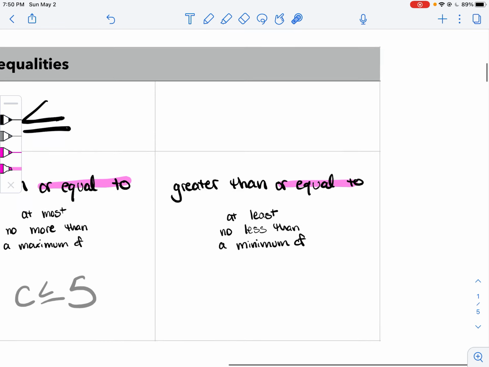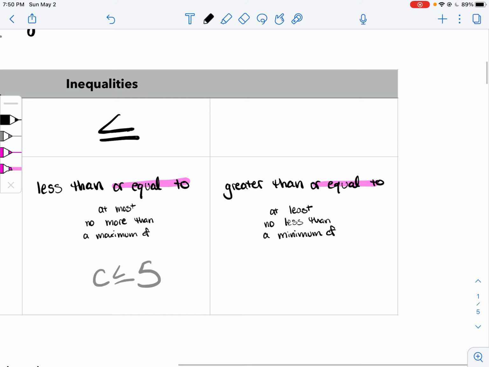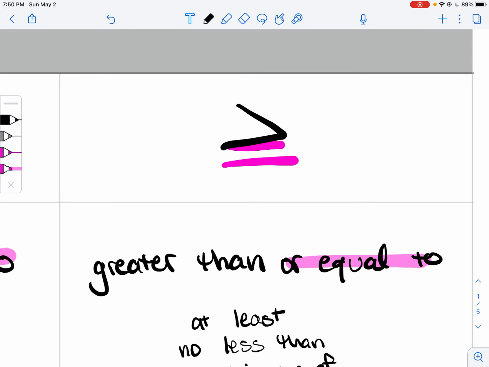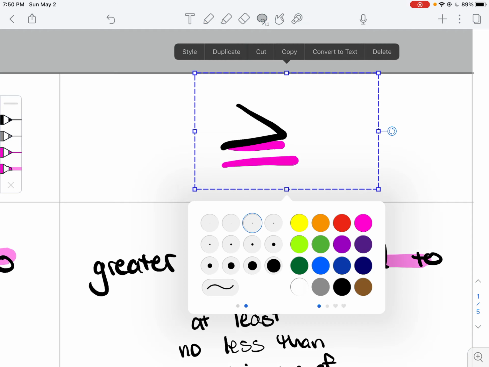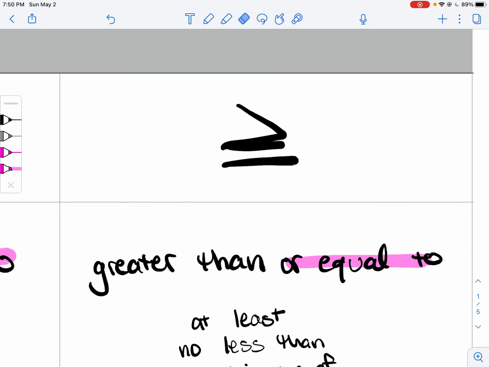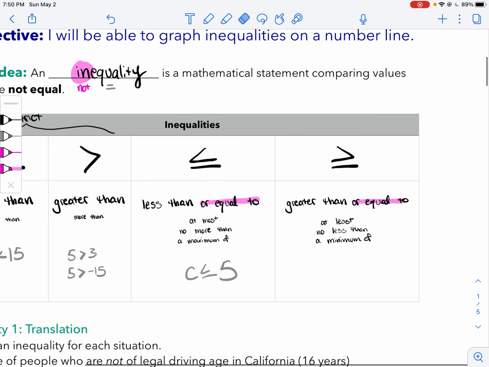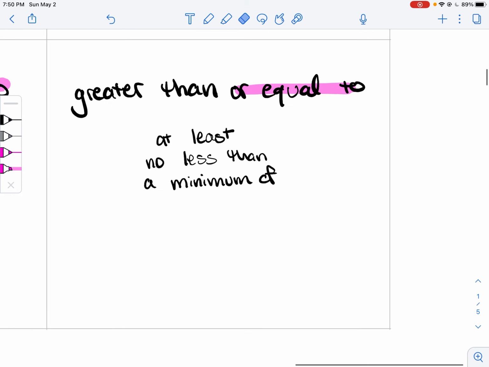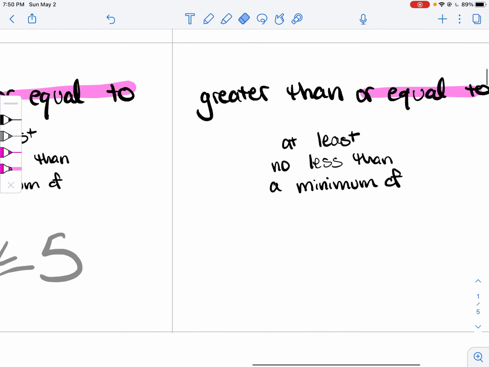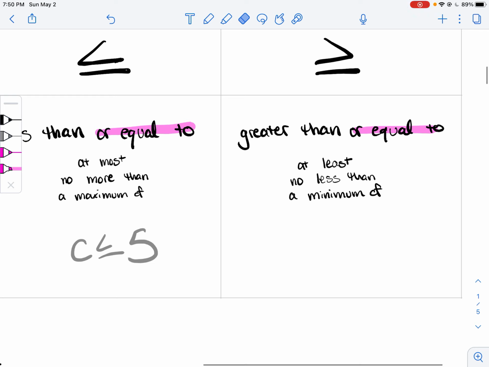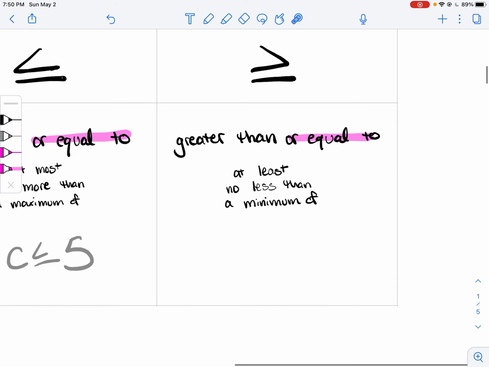Next, we have greater than or equal to, which is the same kind of deal. That equal to means you've got an equals, but also you have a greater than, which gives you greater than or equal to. Other phrases include at least, no less than, a minimum of. Look, they're like total opposites. Instead of at most, at least. Instead of no more than, no less than. Instead of a maximum of, a minimum of.